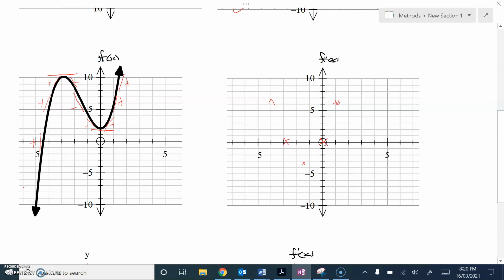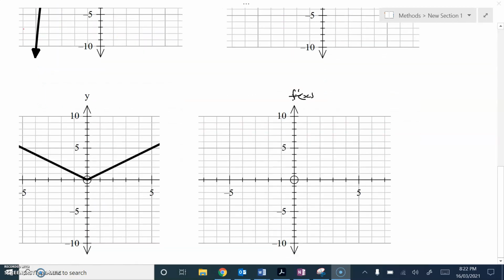What do you notice? That shape is pretty much a parabolic shape. You'll notice the gradient was 0 at these points here, the gradient's negative where this curve is below the axis, and the gradient is positive where this curve is above the axis.